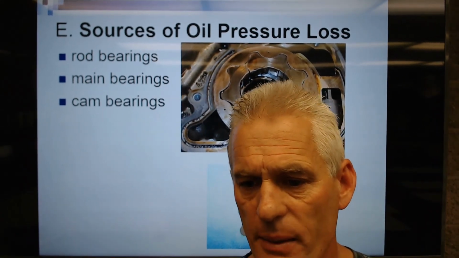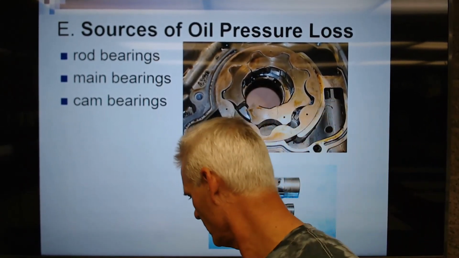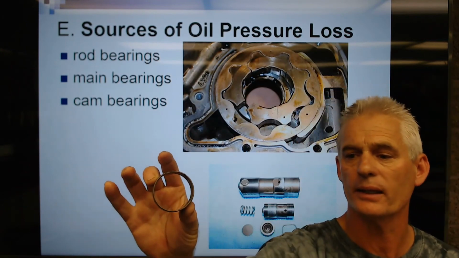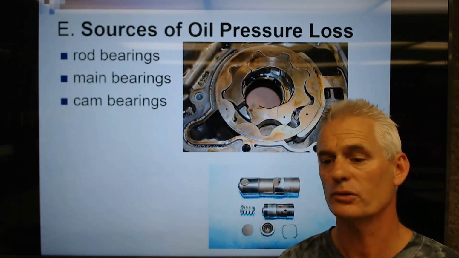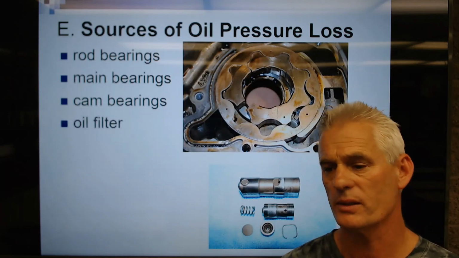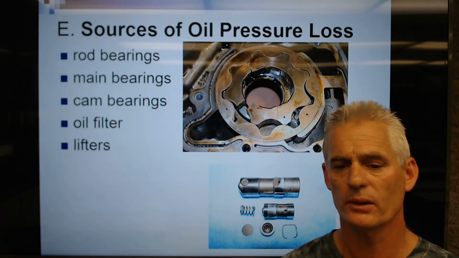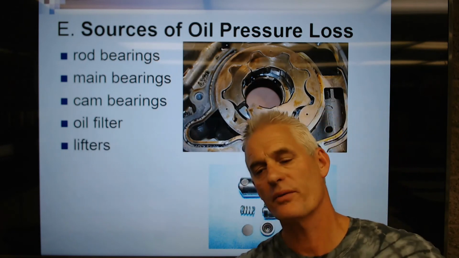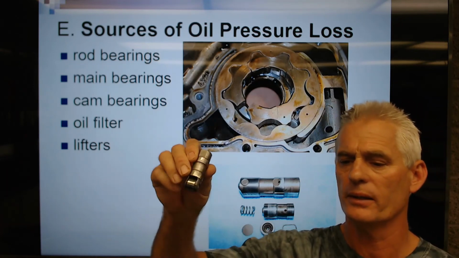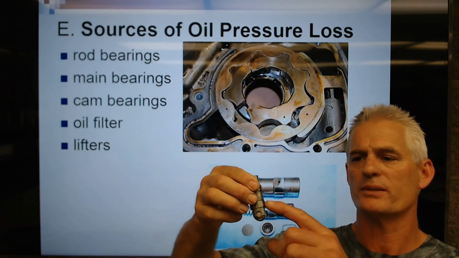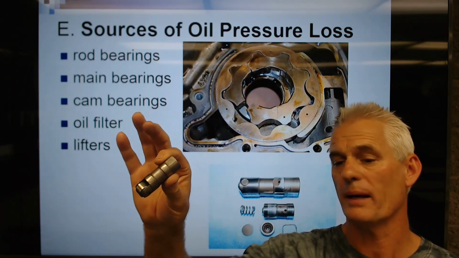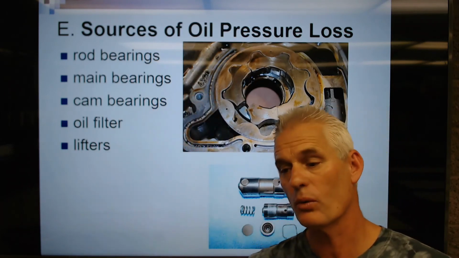So any rod or main bearing can cause that. Cam bearings can do the same. So if you get a cam bearing like this, a full round cam bearing here, and it's worn out, it can start leaking oil pressure, lose oil pressure internally. Oil filters, you guys know if the oil filter's not tight, that's going to be an oil pressure loss. Lifters. So if these lifters are worn, either on the outside of their body or internally, you're going to have an oil pressure leak. Usually it's on the outside register surface. These will dump oil back to the oil pan, and you'll have low oil pressure.